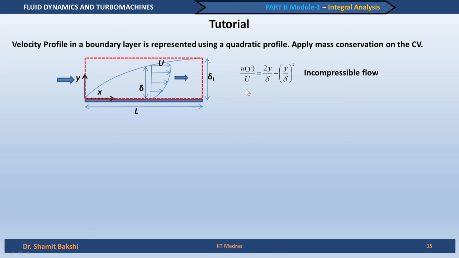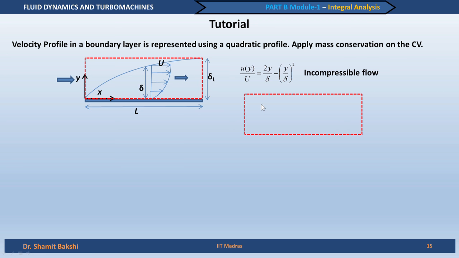What we want to do in this case is, taking this as an incompressible flow, apply mass conservation on this control volume. The control volume is the rectangle marked by this red dashed line. So, let us apply mass conservation for this control volume.